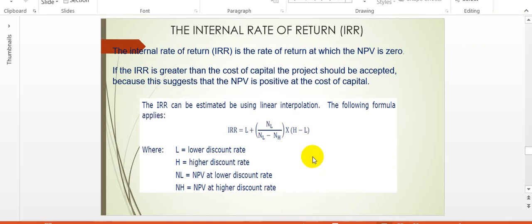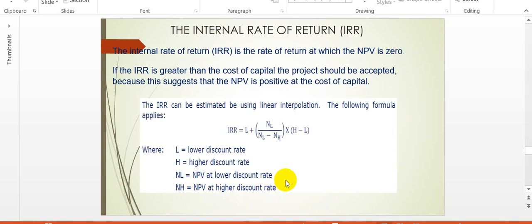You have to compute two NPVs. As you can see, you've got an NPV at the lower rate and an NPV at the higher rate. So you have to compute two NPVs. The rule of thumb is this. Most questions will give you the first discount rate. After you use it, and if your NPV is positive, you need a higher discount rate from the one you've been given to get the negative NPV.